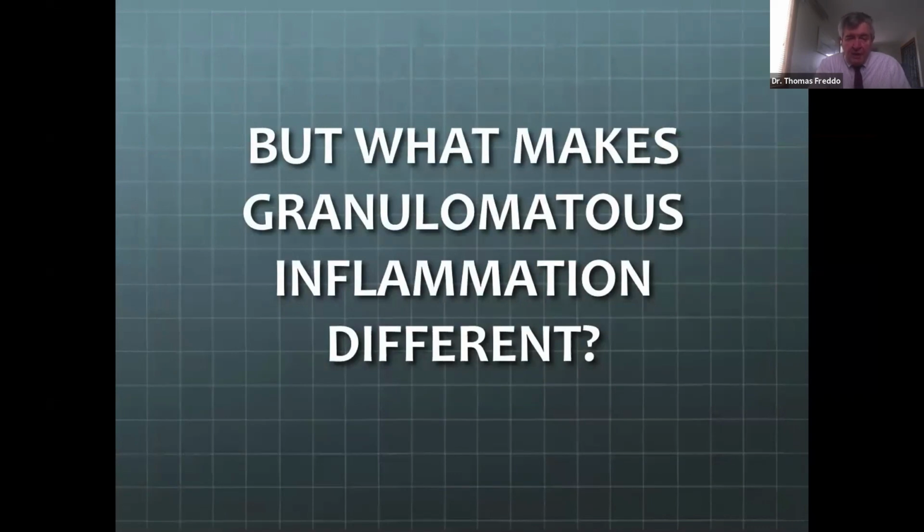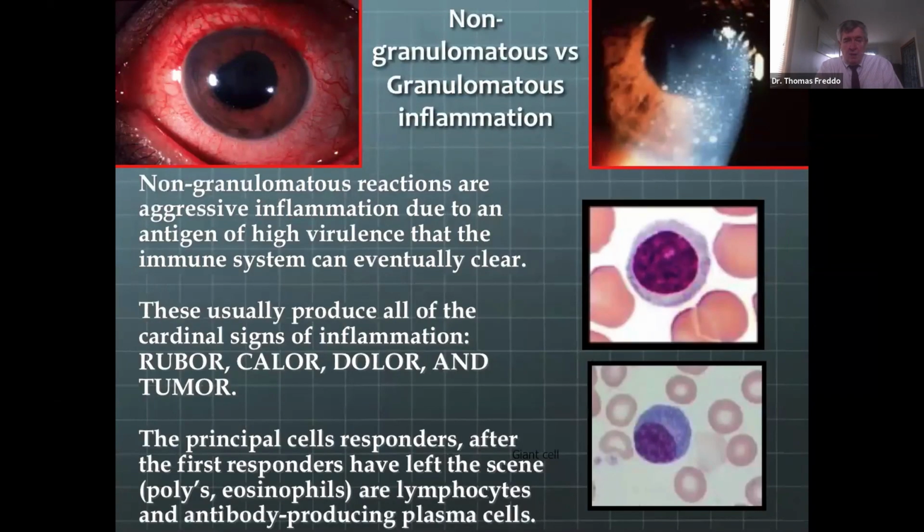What is it that really makes granulomatous inflammation different? Well, if we look first at non-granulomatous inflammation, non-granulomatous inflammation tends to be aggressive inflammation that is due to an antigen of high virulence that the immune system believes it can eventually clear completely. And so it continues to mount an aggressive action to rid itself of this antigenic material.